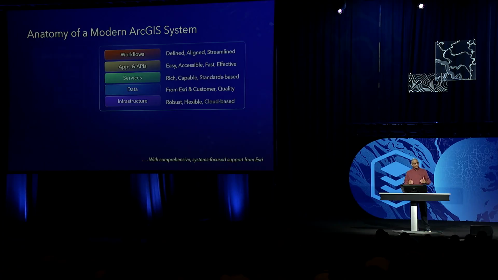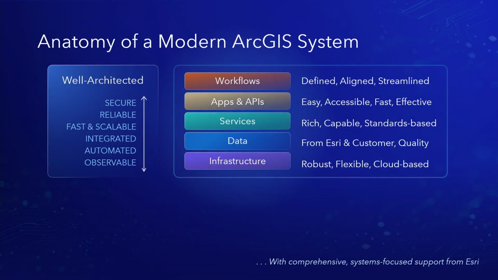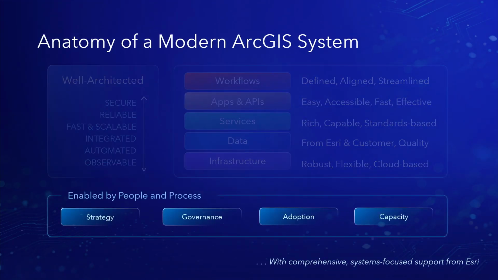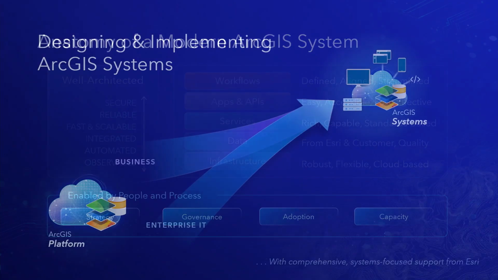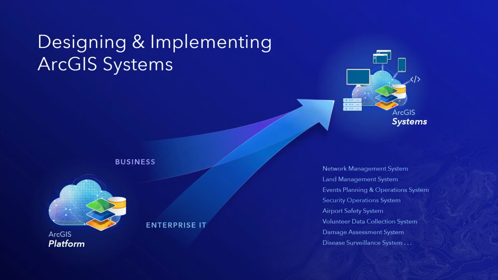But as you go through the anatomy of such a system, you see all of these good characteristics that are desired by IT. But most importantly, I want to focus that it's enabled by people and processes, whether it's the strategy or the governance, how you adopt it, and how you plan for capacity and so on. That's how a comprehensive system is built. The other aspect I want to point out is that you build systems, business systems, that meet the needs of your organization. You take enterprise IT into account, you build these business systems, and ArcGIS goes from being a platform to a system, like the ones that you see here on the right.